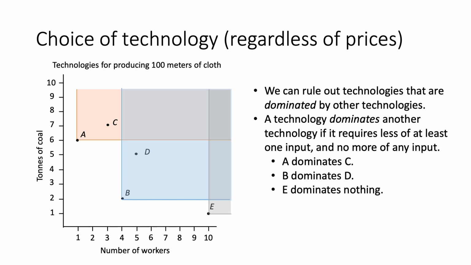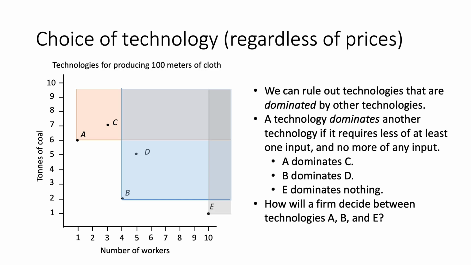Lastly, we can see that technology E does not dominate anything, but we cannot rule it out yet because it is also not dominated by any of the other technologies. One thing we can note about technology E is that it is very labor intensive, and we can see this simply from the table before or by its point in our Cartesian plane here. Technology E requires 10 workers and 1 ton of coal, so it's using a lot of labor power to produce this 100 meters of cloth.